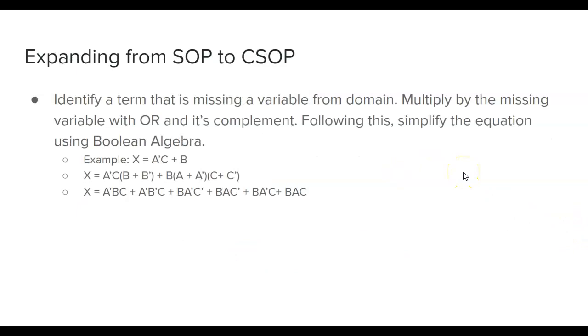Now, if we were to expand from SOP to canonical SOP, we would identify a term that's missing from the variable, multiply it with that term along with its OR operator and the complement, and then we simplify it from there. So we'll take X equals not A and C or B, and then we basically fill in not A and C and AND it with regular B or not B, and then we do the same thing for the second portion, and then we get this big long portion of variables, and that is our canonical form.